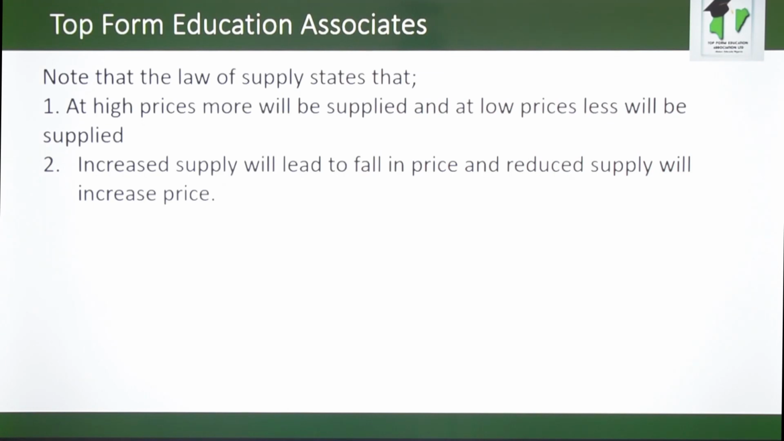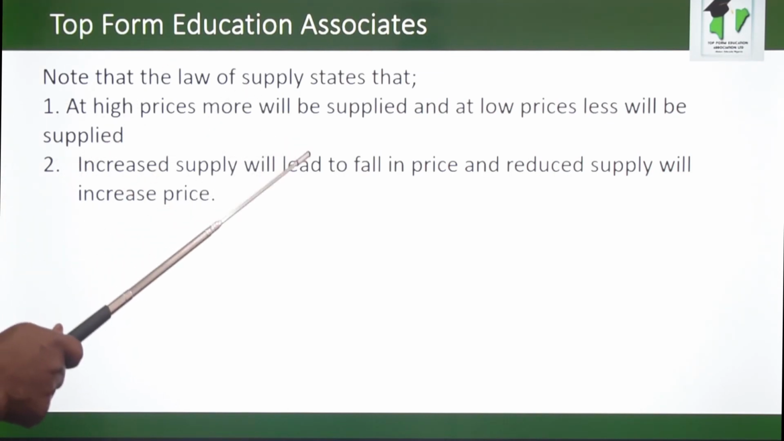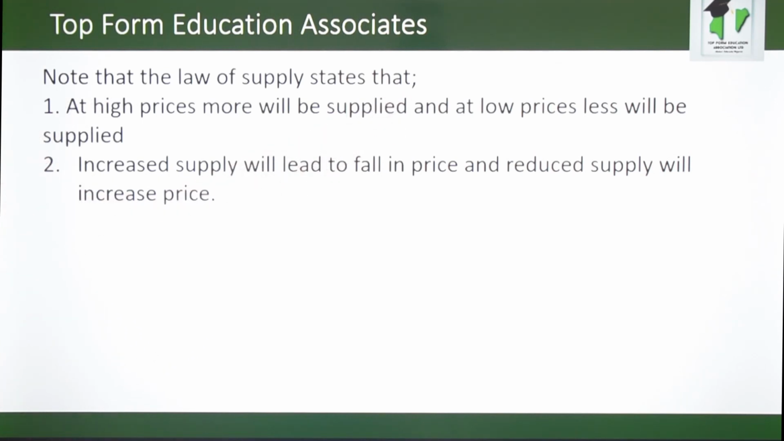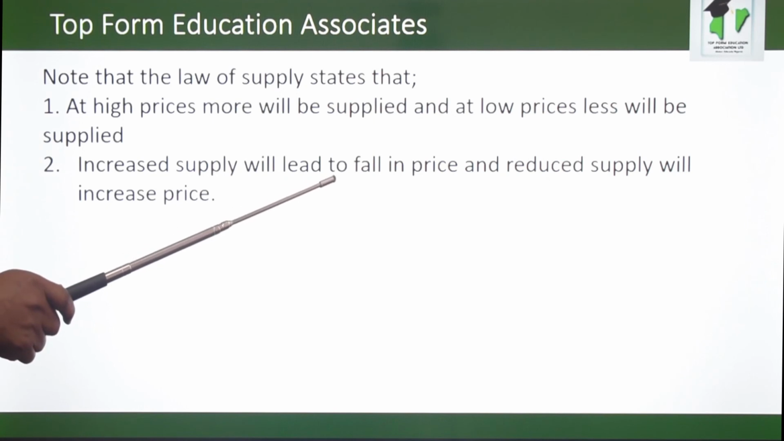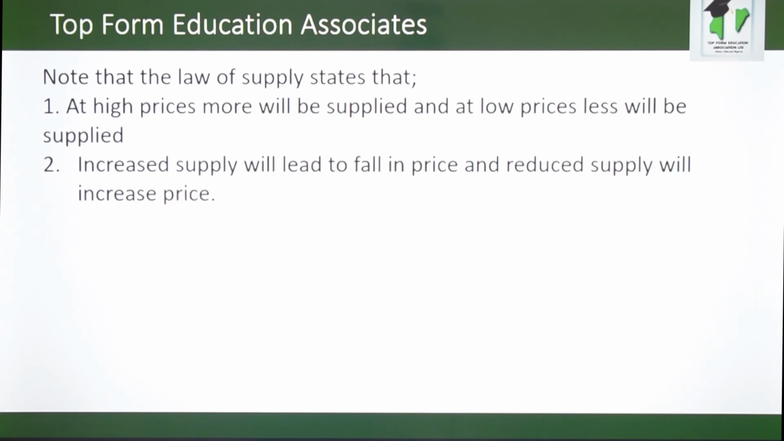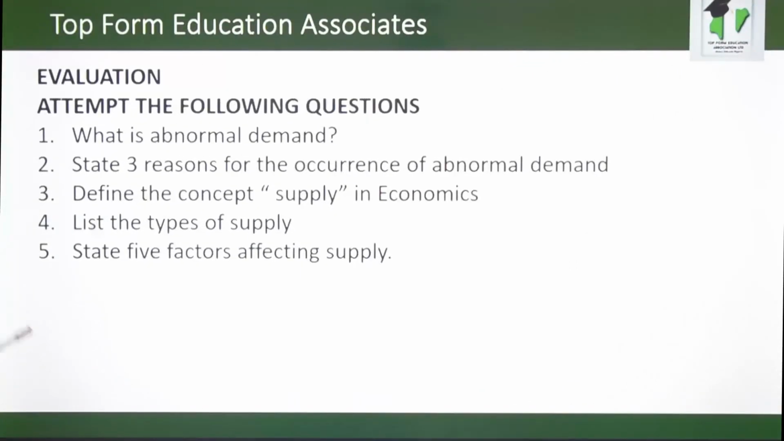Finally, note that the law of supply states that at higher prices, more will be supplied, and at lower prices, less will be supplied. Two, increased supply will lead to a fall in price, and reduced supply will increase price. So attempt the following questions. 1, what is abnormal demand? 2, state 3 reasons for occurrence of abnormal demand. 3, define the concept of supply in economics. 4, list the types of supply. 5, state 5 factors affecting supply.